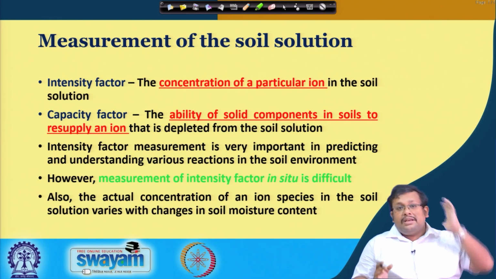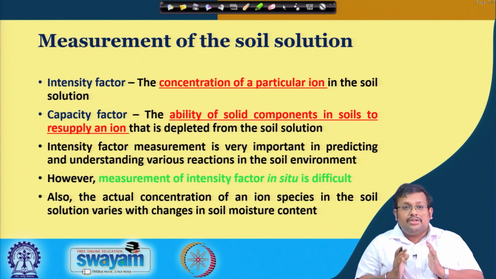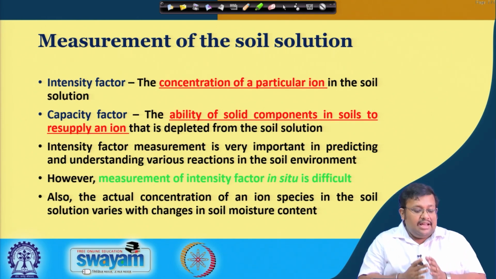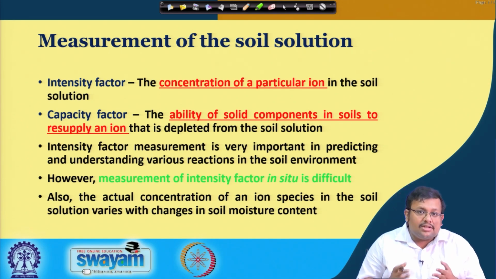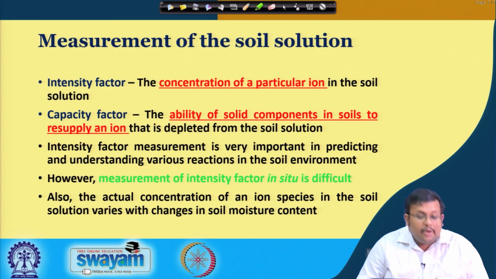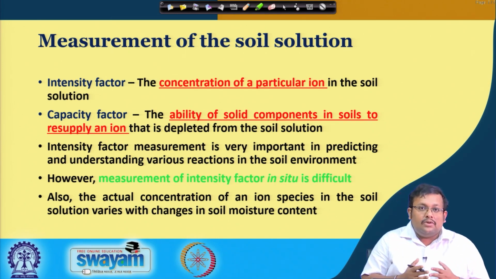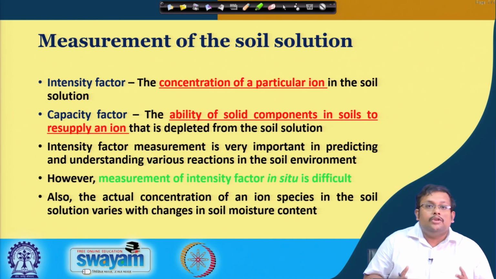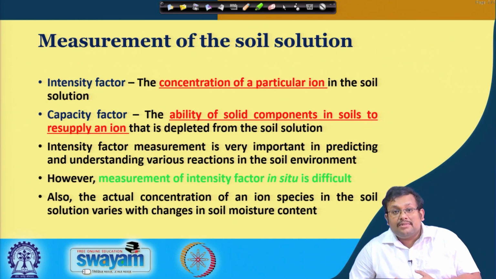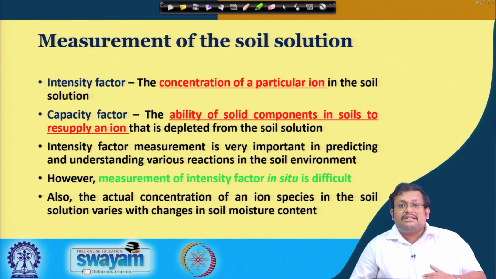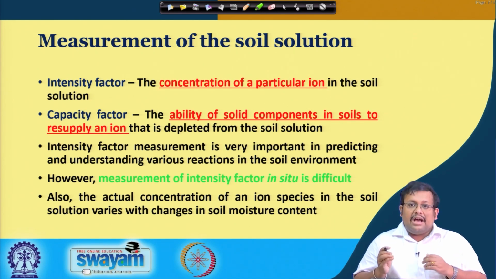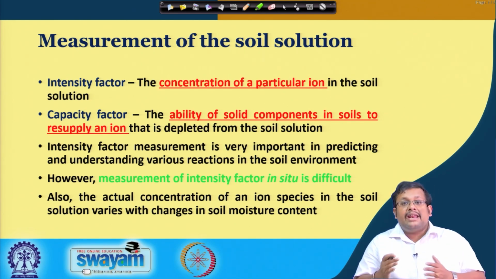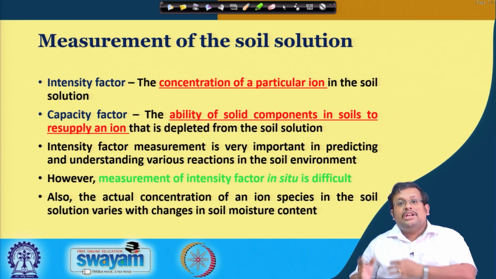Now, when we talk about the measurement of soil solution, there are two factors we need to consider. One is called the intensity factor, another is the capacity factor. What is the intensity factor? Intensity factor basically says the concentration of a particular ion in the soil solution, whereas the capacity factor denotes the ability of solid components in the soil to resupply an ion that is depleted from the soil solution. We have already seen the capacity factor in the last diagram, where the concentration of a particular ion goes down in the soil solution and is maintained in equilibrium from the precipitate or solid phase.